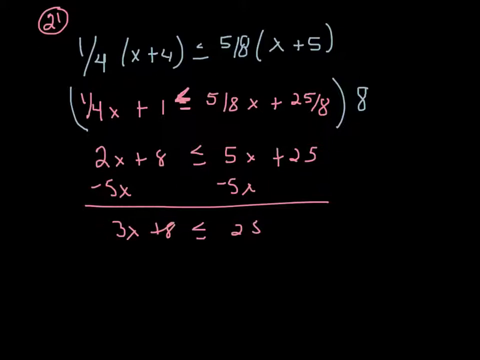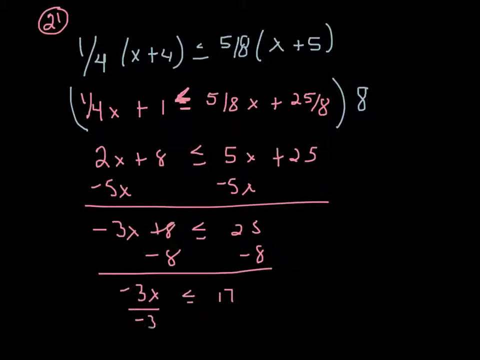Let's fix that a little bit. So it'll be negative 3x plus 8 is less than or equal to 25. Subtract 8. Negative 3x is less than or equal to 17. Divide by negative 3. Remember that in inequalities, when you divide by a negative, you have to switch your inequality sign, so x is greater than or equal to negative 17/3.